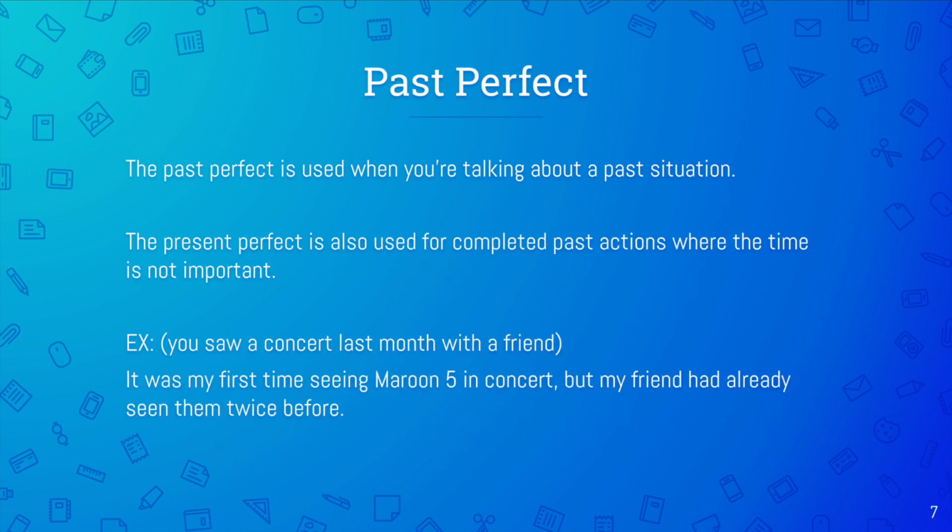Okay, so the other use of the past perfect is just like what we did earlier. You'll take the way that you would use it in the present and just apply it to a time in the past. So, let's imagine that you saw a concert last month with a friend. It was my first time seeing Maroon 5 in concert, but my friend had already seen them twice before. My friend seeing Maroon 5 is a completed action that happened twice before we saw them in concert last month. Here, it doesn't matter when my friend saw Maroon 5, the time is not important. I'm just saying that this happened twice already when we were in the situation of seeing the concert last month.